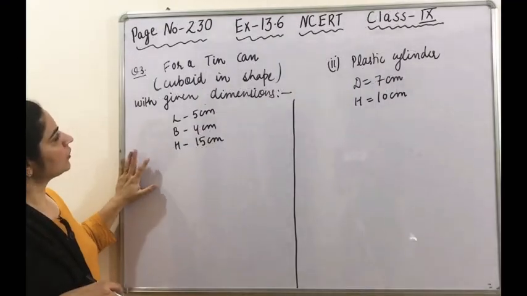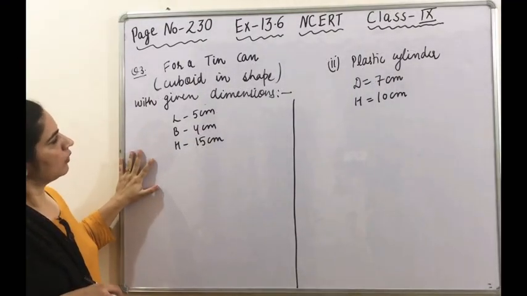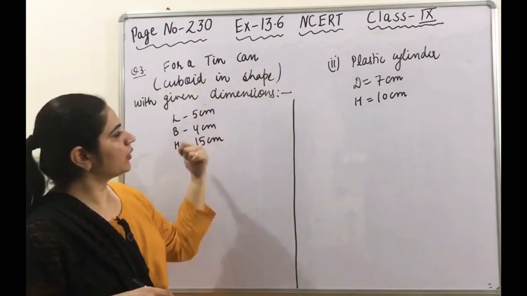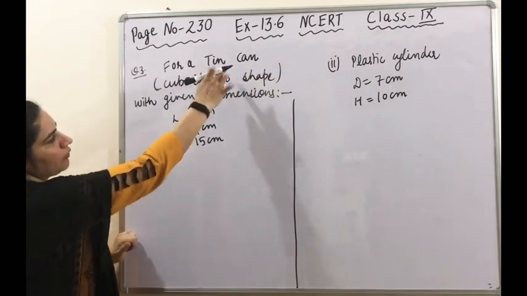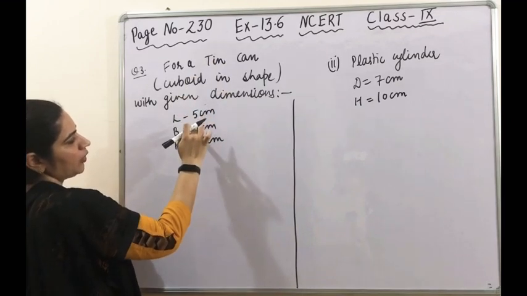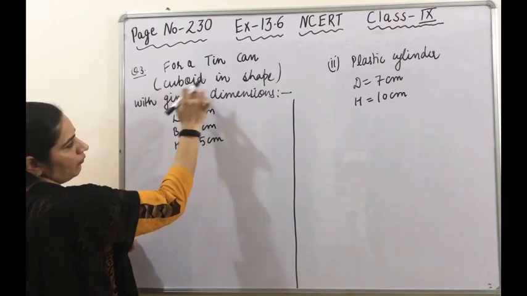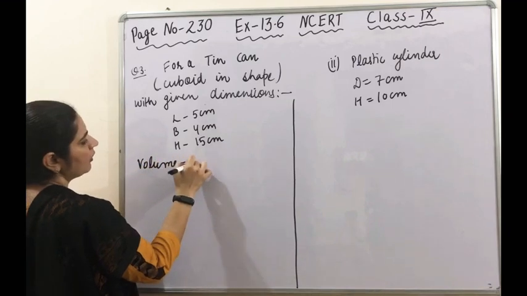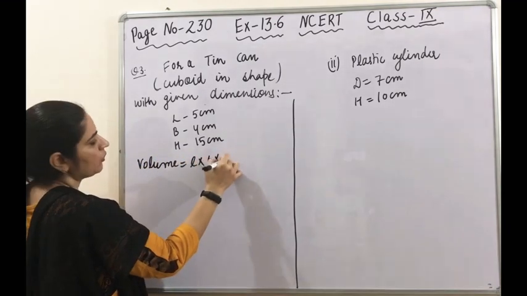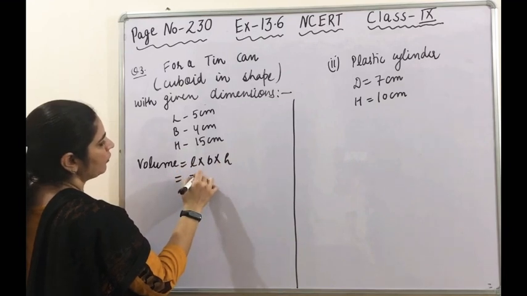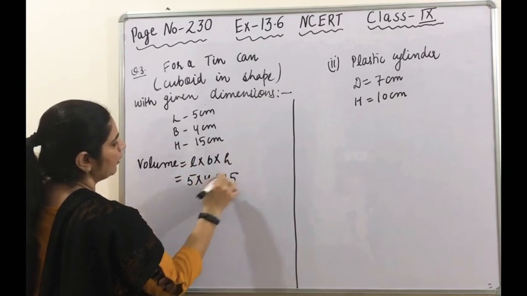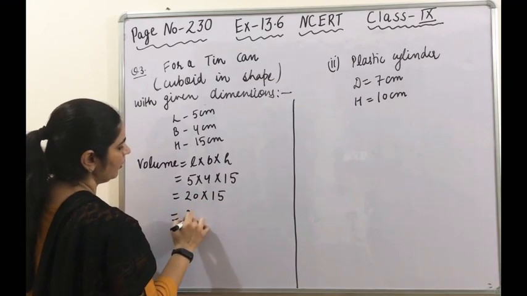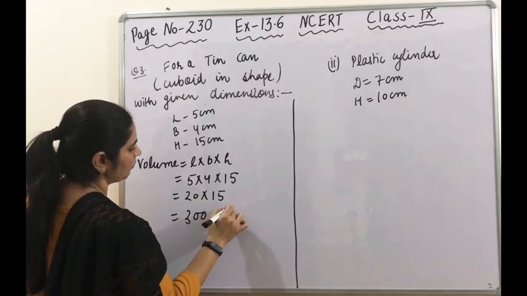In the third question, we have to compare the capacity of a tin can and a plastic can with the given dimensions. Here the dimensions of the tin can are given: length, breadth and height. We have to find out the volume, applying the formula of the volume of a cuboid, which is equal to LBH: 5 into 4 into 15. 5 4s are 20 into 15, which is 300 centimeter cube.